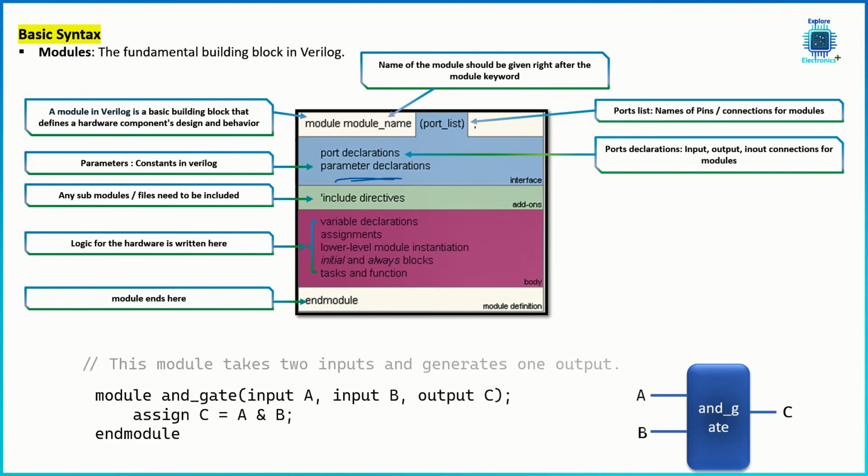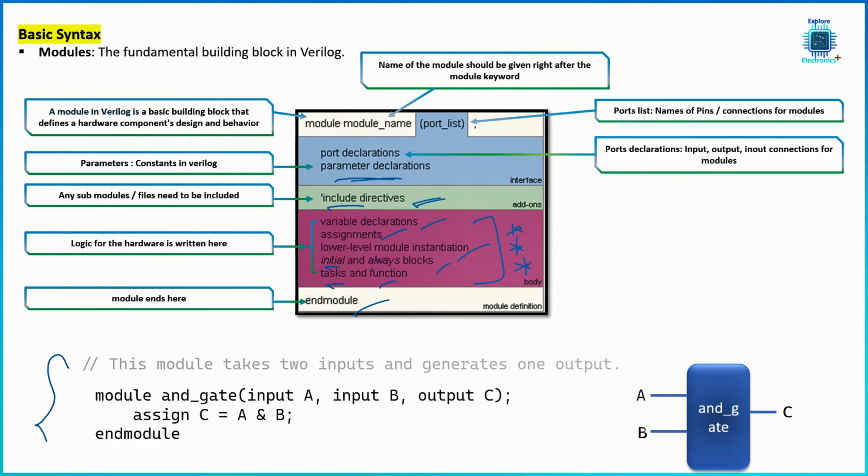Here, if any parameters are required to fix some values to particular keywords, then we can do that using parameters. Then come include directives. The submodules need to be included to create a top module, or any files that need to be included with this module can be included using the tick include directive. And then the major part of Verilog is the logic implementation with respect to the functionality. We can use variable declaration, some assignment statements, instantiating the lower modules, initial and always blocks, or task and functions of Verilog. Then we need to end this module with endmodule.